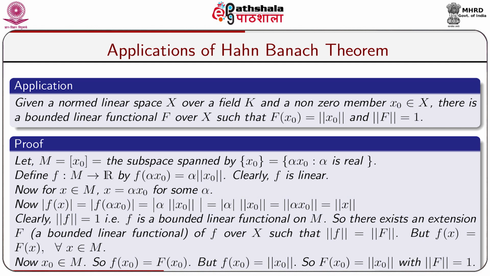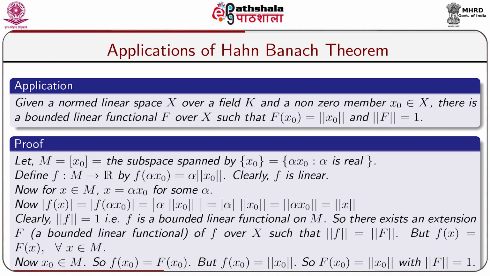Now, modulus of fx is equal to modulus of f of alpha x0, because we have assumed that x is equal to alpha x0. So, modulus of f of alpha x0 is equal to mod alpha into norm of x0, which is equal to norm of alpha x0 by norm axiom 2, that is norm of alpha x0 is equal to mod of alpha into norm of x0, which is again equal to norm of x. So, we have modulus of fx is equal to norm of x. Clearly, norm of f is equal to 1 by the above equation. So, we can say that f is a bounded linear functional on M.